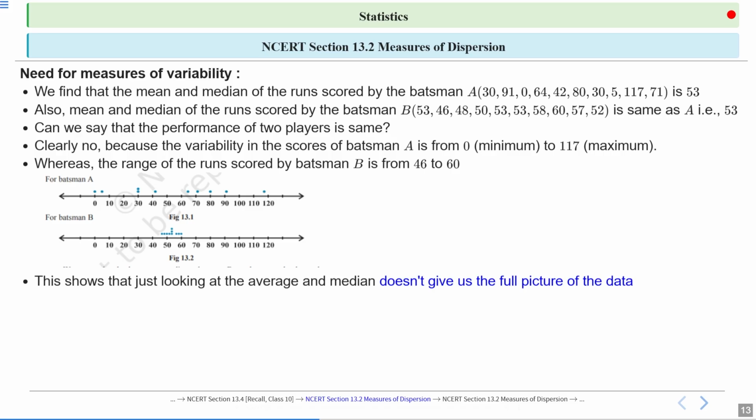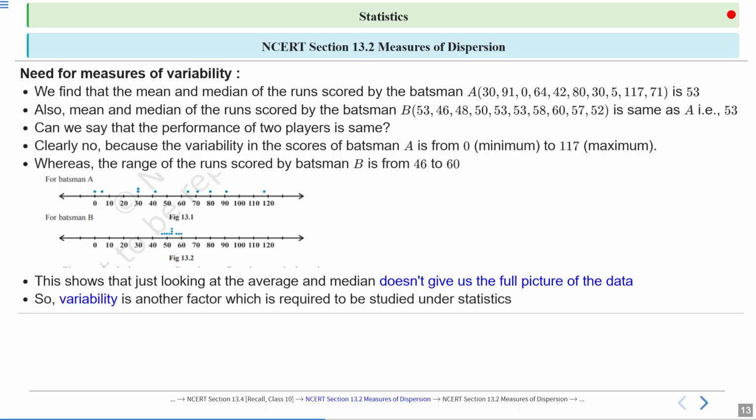This shows that just looking at the average and median doesn't give us the full picture of the data. We need measures of variability. Variability is another factor which is required to be studied in statistics. That is why we need variability in statistics.